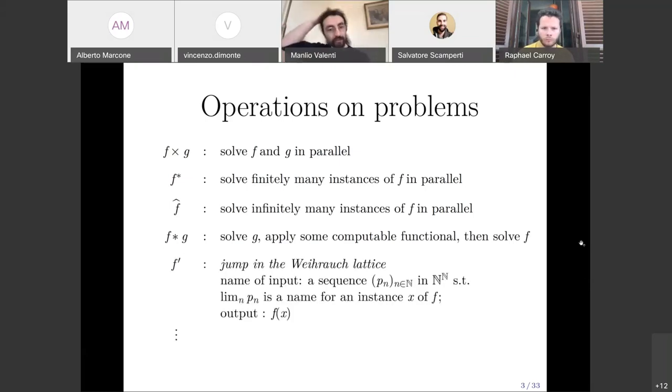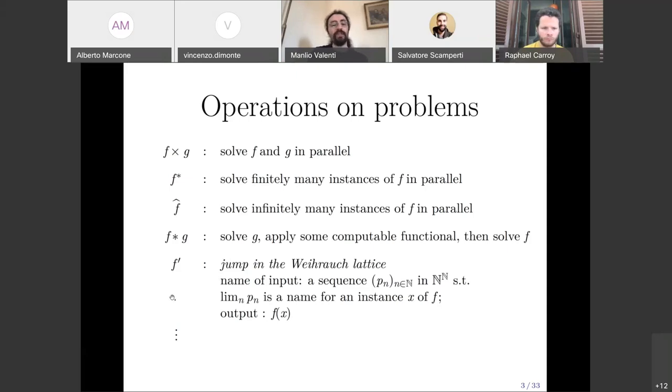Then you have this operation here, which is called jump. Let me just spend two words on this. The name is really not the best choice, maybe, because it has very little to do with the jump, as you might expect from classical computability. In particular, it's not monotone, it's not degree theoretic, and it doesn't really have to produce a problem which is strictly stronger. So it's an operation that somewhat reminds of a Turing jump, but its algebraic properties are very different.